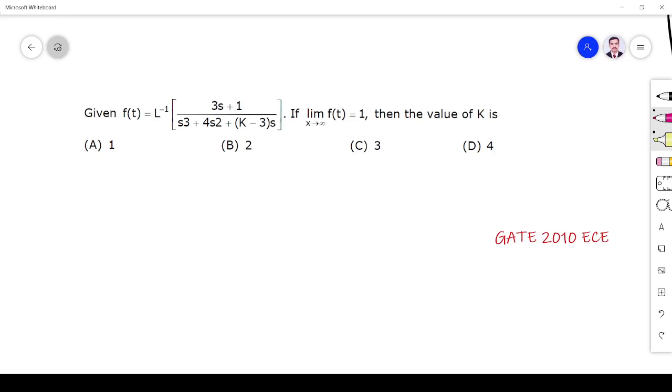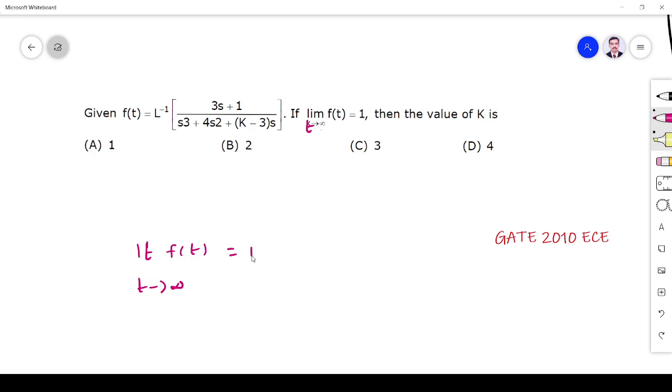Hi friends, in this video let us solve a signal system written question asked in GATE 2010 EC paper. This is from the area of Laplace transform. They have given f of t. What they ask is limit of f of t as t tends to infinity. That is the final value theorem they asked.